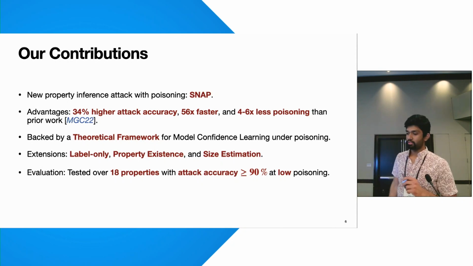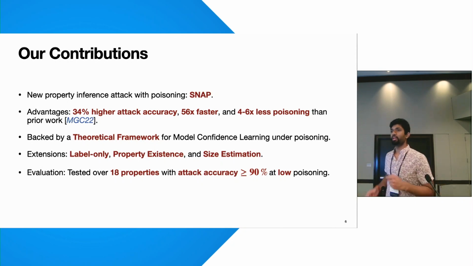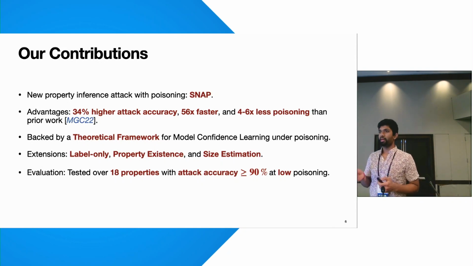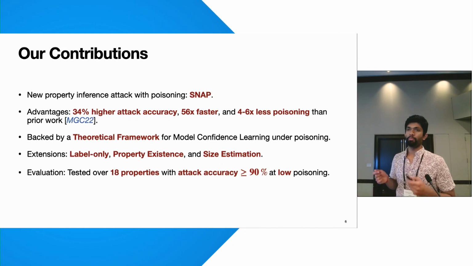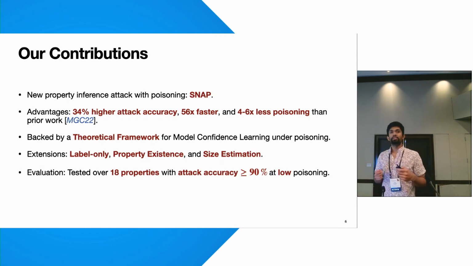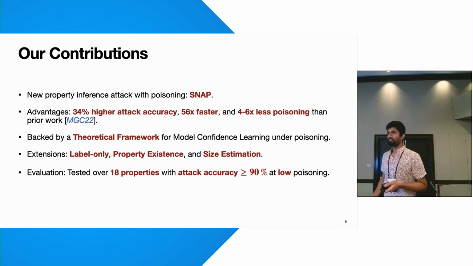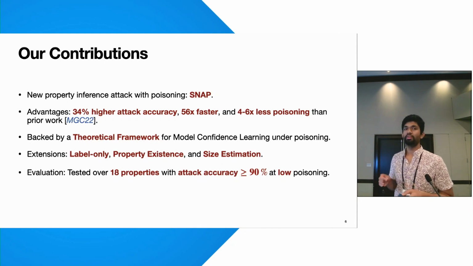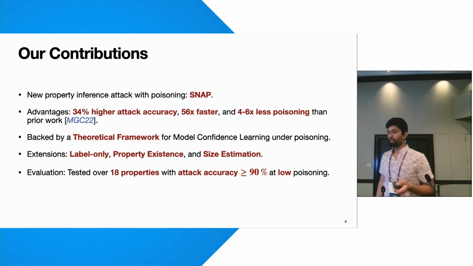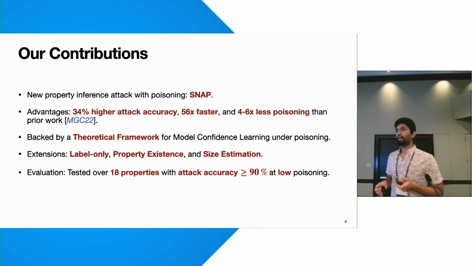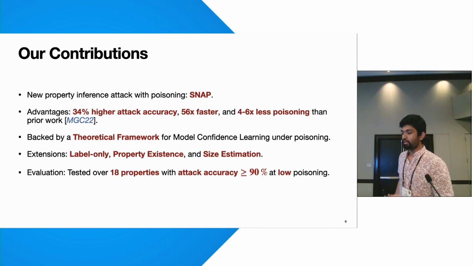We provide 3 different extensions. The first is the label-only attack, where the target model just gives you the predicted label. The second is the property existence attack, where the adversary is interested in knowing if the property is even present in the data set or not. And the third is size estimation, where the adversary is interested in knowing the exact size of the property. We evaluate our attack over 18 different properties and observe that our attack accuracy is pretty high at very low poisoning rates.